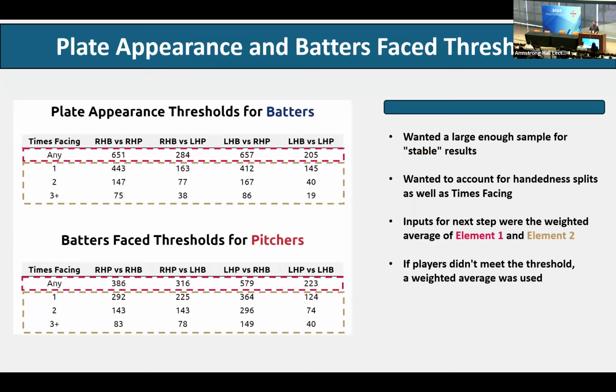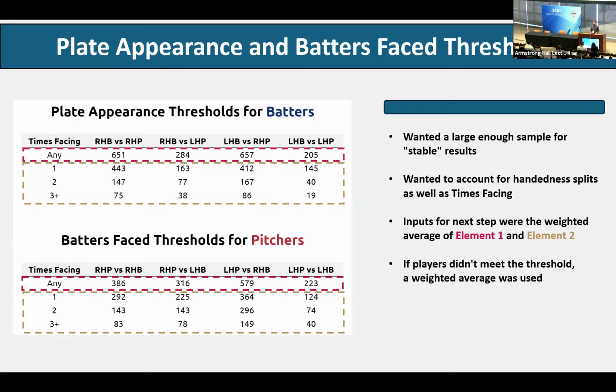For the data that feeds into the simulation program, I wanted to account for handedness splits. I also wanted to account for times facing. And I wanted to make sure that I had quite a bit of data so that the results weren't totally terrible, which becomes a challenge, especially when you get down into those different splits, right? Where you're doing handedness as well as times facing. So what I tried to do was weigh their overall handedness split performance window for a given day with a similar performance window, but also accounting for times facing.